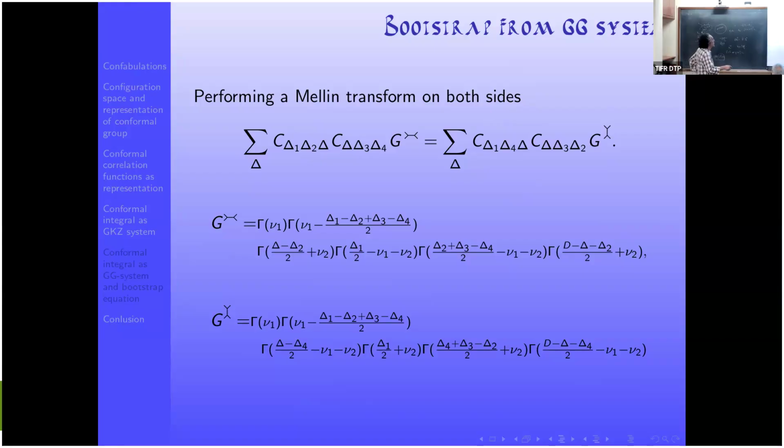So usually when people write this, they write it as a sum over m, and that should be thought of as a sum over descendants, right? And then here you have resummed that.